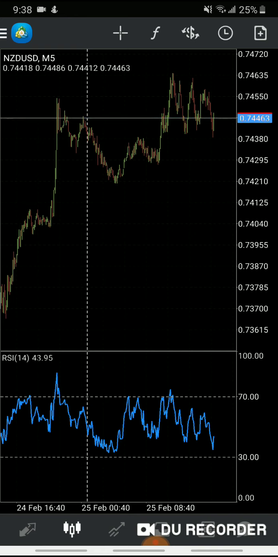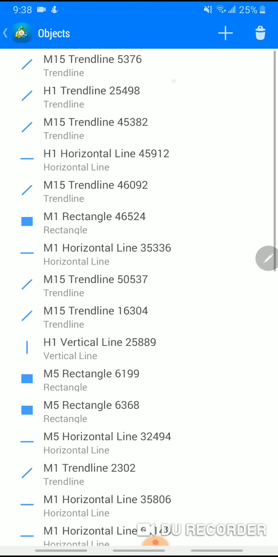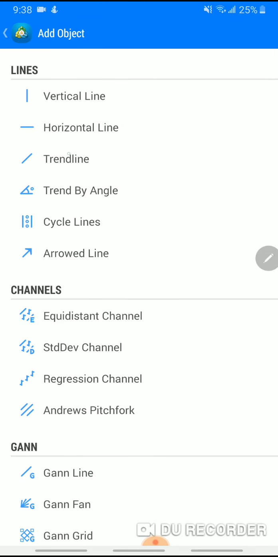What is divergence? Divergence is when your chart and your indicator are not corresponding in the same direction. So, for example, one is going up and the other is going down. Let me show you an example here.